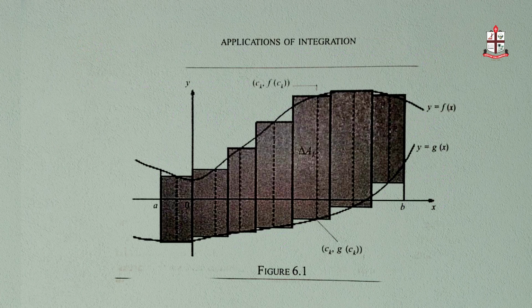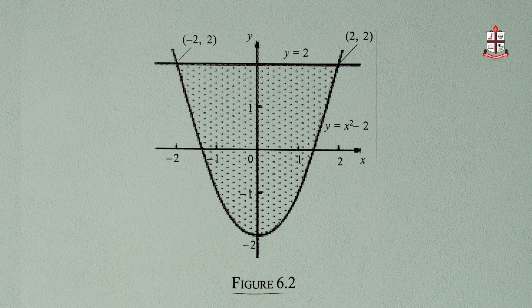In the next picture we are seeing the graphs which we were discussing. You can scroll up and find how the values are taken: one graph is y equals f of x and the graph below is y equals g of x, and the points we are taking are c k, f of c k and c k, g of c k.